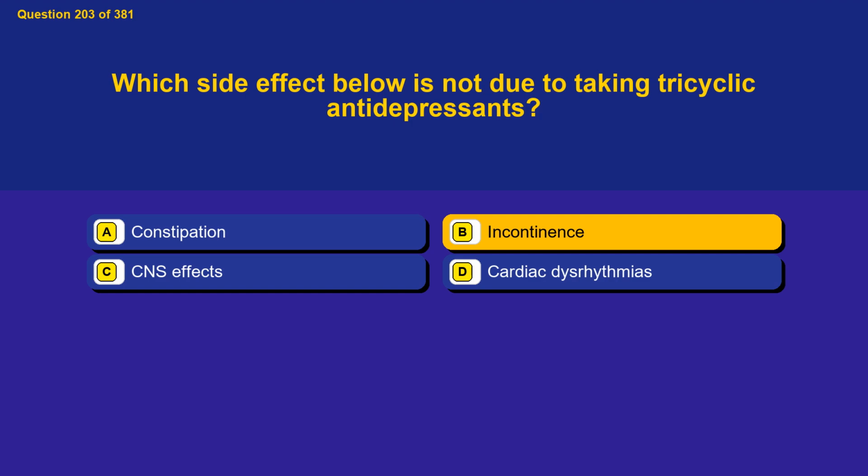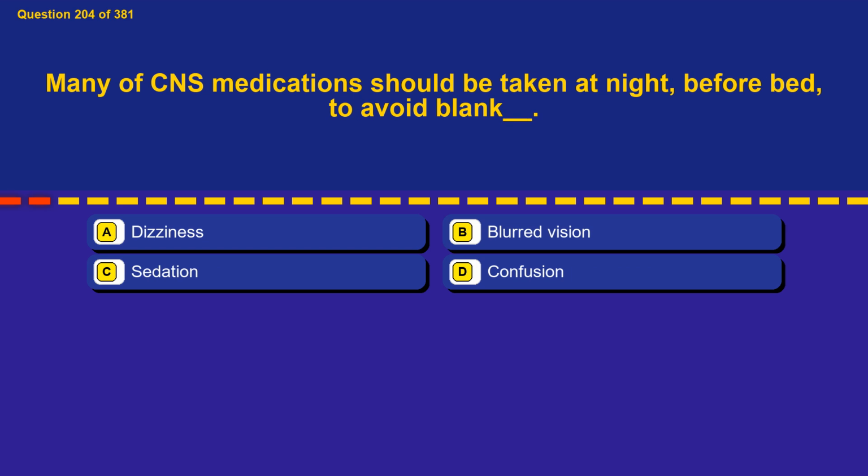The correct answer is option B, incontinence. Question 204. Many CNS medications should be taken at night, before bed, to avoid blank blank. Option A, dizziness. Option B, blurred vision. Option C, sedation. Option D, a confusion.